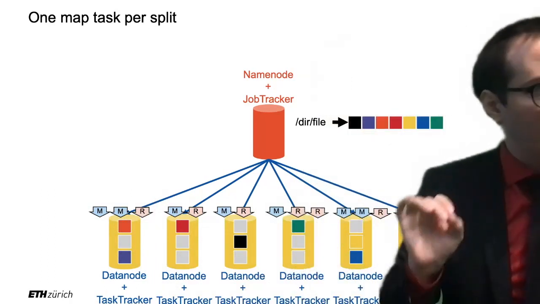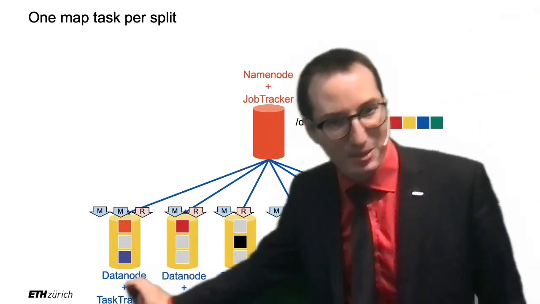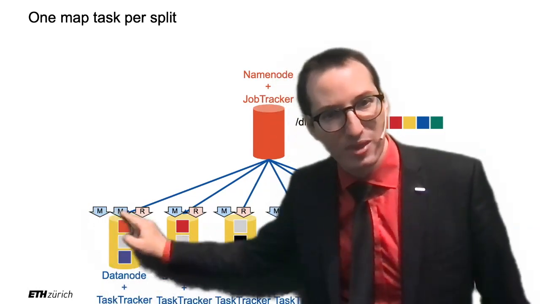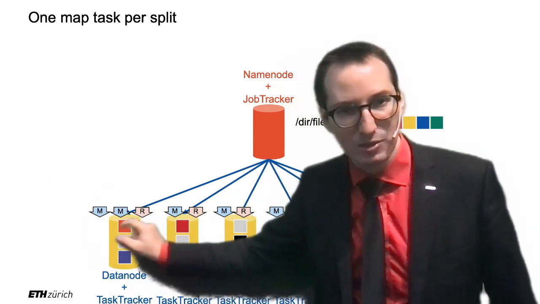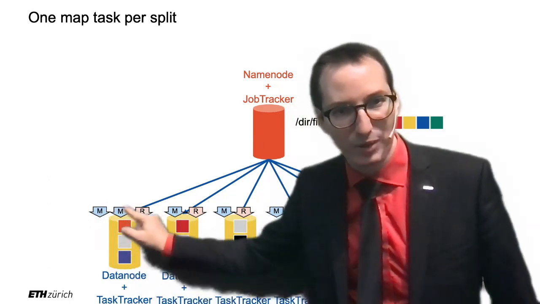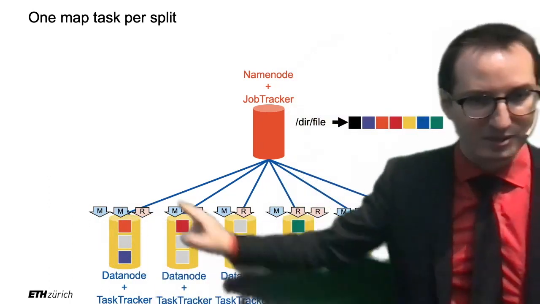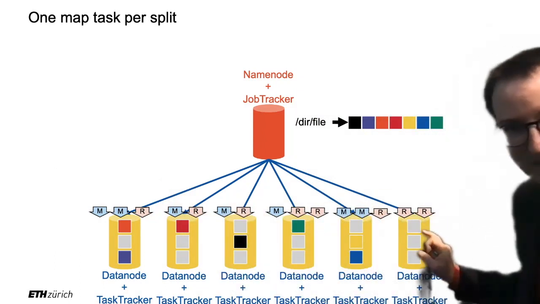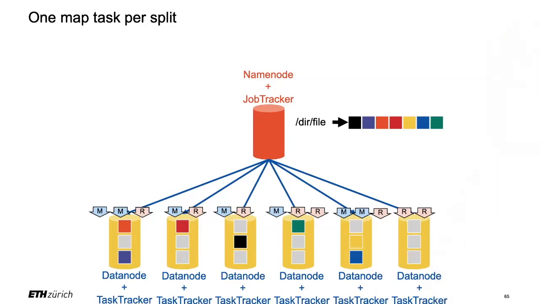More exactly, these would be threads, right? If I oversimplify, this would be a process, the task tracker, and then you have threads within the process, and each thread is looking at one split, right? So here we have 2 threads, each looking at their splits. Here we have 1 thread, 1 thread, 1 thread, 2 threads here looking at these 2 splits, and here nothing, right?